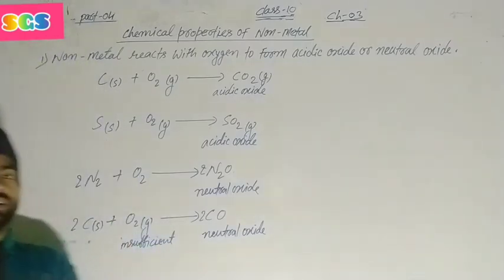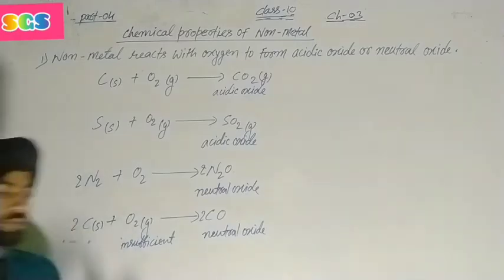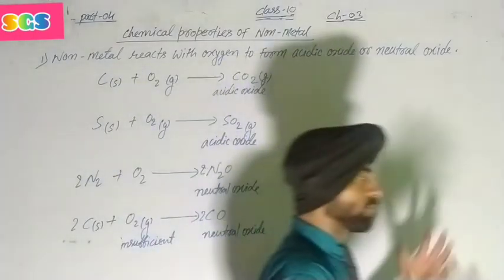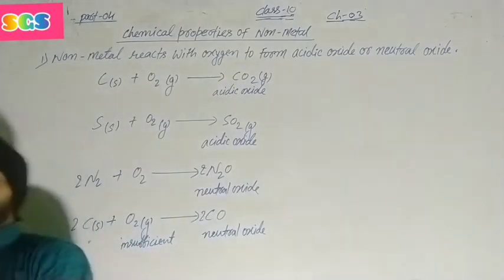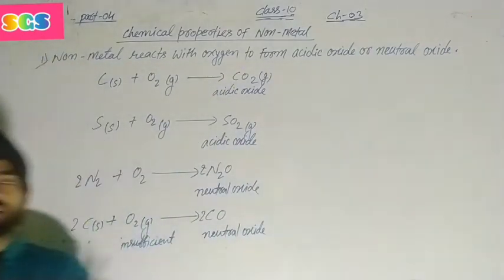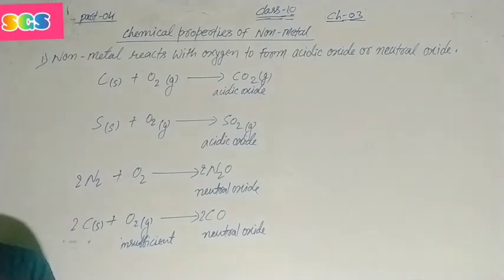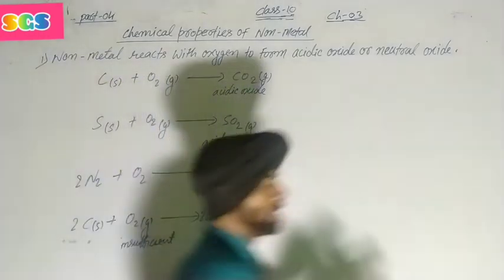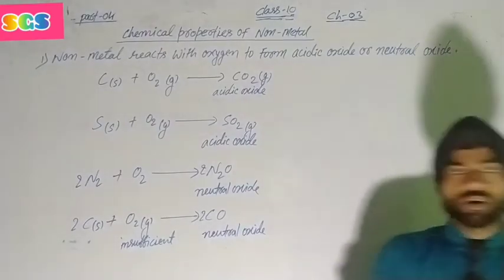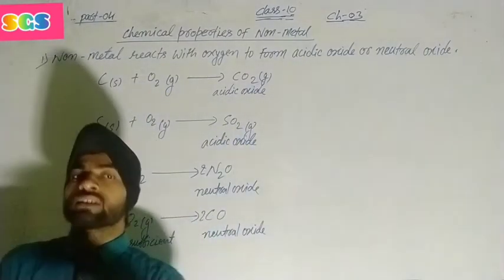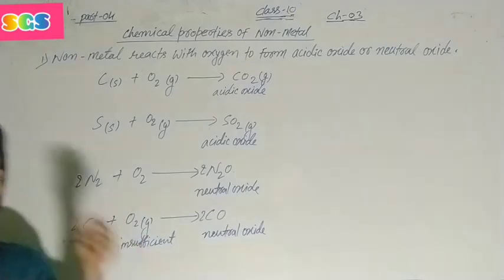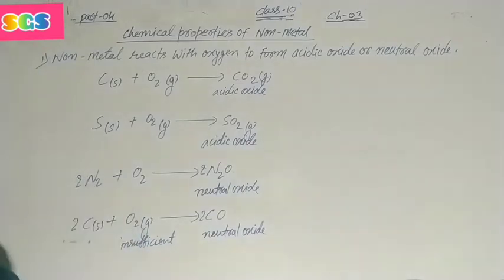non-metal combines with oxygen? When non-metal reacts with oxygen, it will form acidic oxide. It will form what? It will form acidic oxide or neutral oxide. That means the oxides of non-metal may be acidic or may be neutral. It depends on the nature of reaction, how the reaction is going to occur.